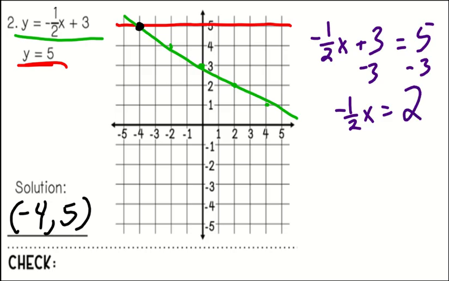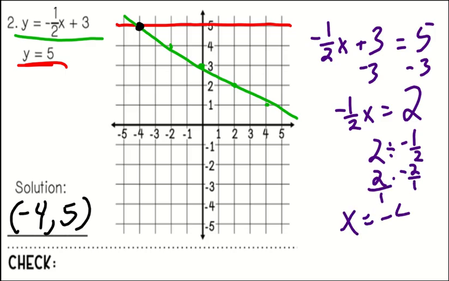Divide by negative 1/2. Why divide by a fraction? I do keep, change, flip. So I'd have 2 divided by negative a half. That becomes 2 times negative 2 over 1. So when we multiply, we got x equals negative 4. That's what we got where it crossed, right?